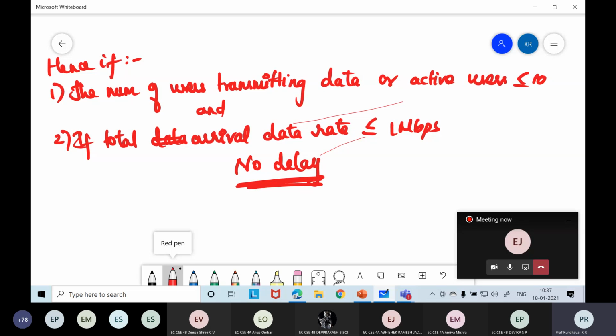Can you just read this once again? The number of active users is less than or equal to 10, and if the total arrival data rate is less than or equal to 1 Mbps, there would be no delay in the case of packet switch networks, because everything goes fine. 10 users and 1 Mbps, even if it is based on the demand. If there are more users, consider the next scenario. If you have copied this down, I'm going to the next scenario.